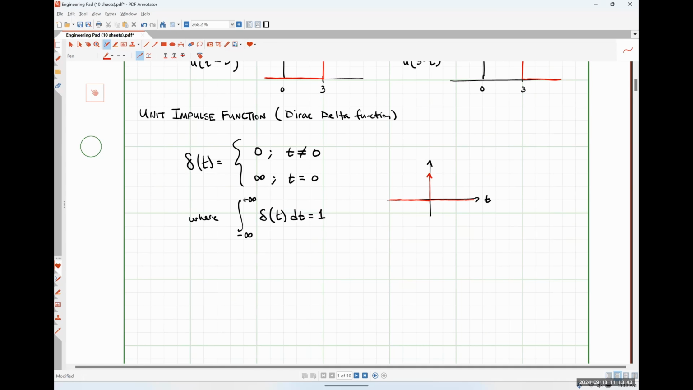And I can also time shift my Dirac delta function as well. So if I had delta of t minus 3, that would just shift this 3 units to the right. Delta of t plus 2 would shift it 2 units to the left, and so on and so forth. So what do you guys think the relationship between the unit impulse function and the unit step function is, if any?